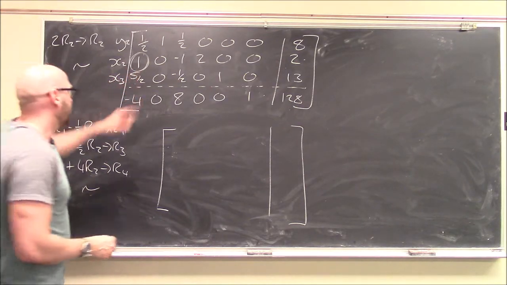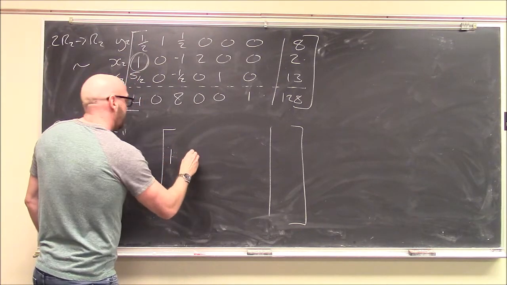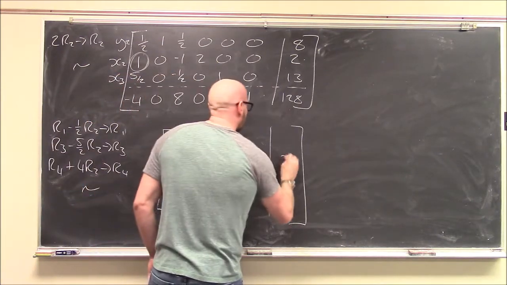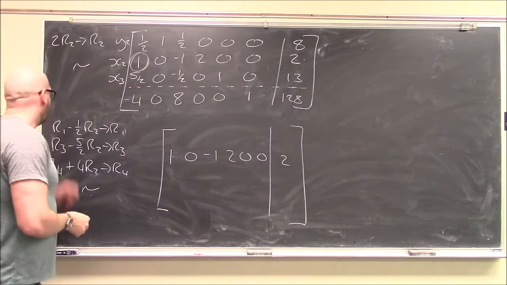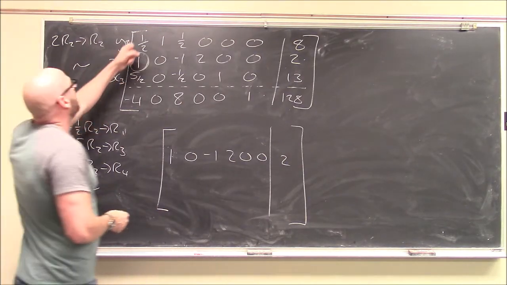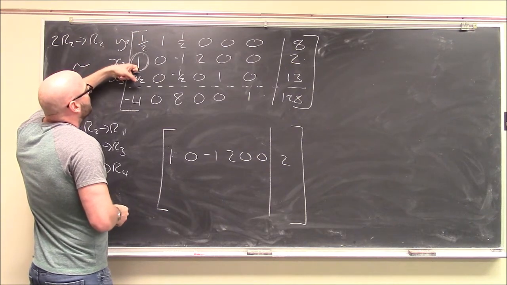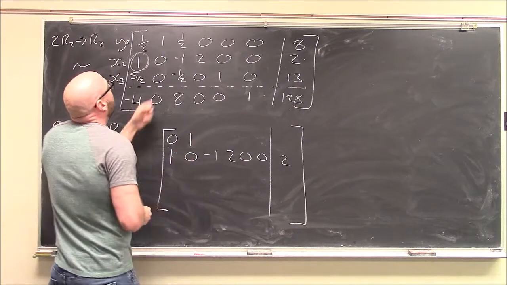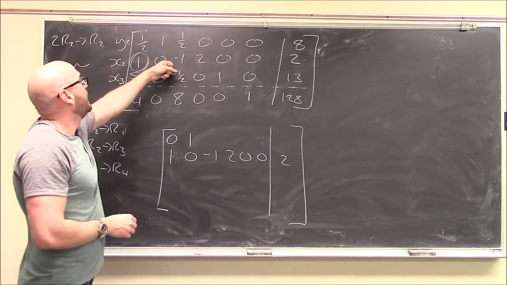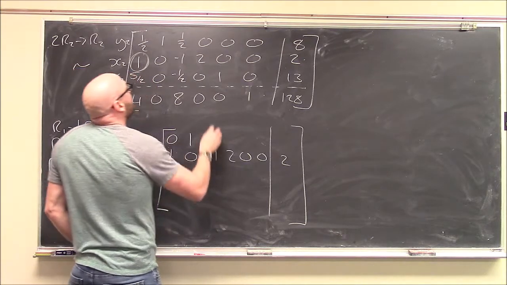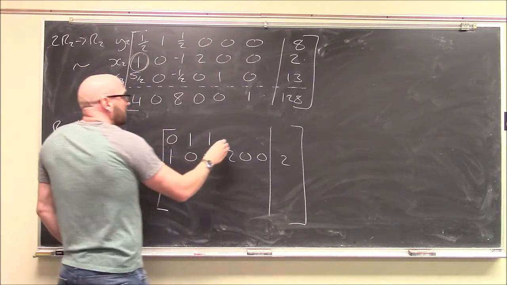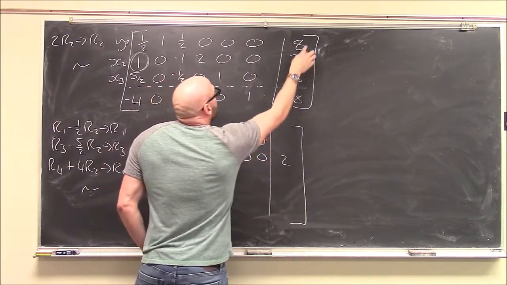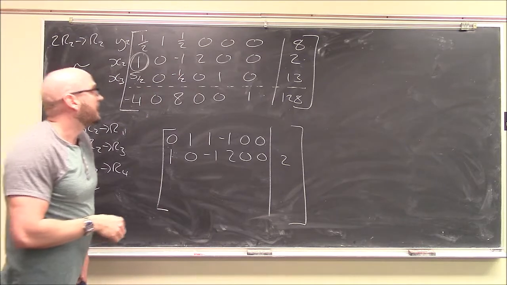Let's just copy down row 2 again. 1, 0, minus 1, 2, 0, 0, and 2. Okay, row 1 minus 1/2 of row 2. Row 1, 1/2, minus 1/2 times 1 is 0, just like I wanted. 1 minus 1/2 times 0 is 1. 1/2 minus 1/2, so 1/2 plus 1/2 is 1. 0 minus 1/2 times 2 is 0 minus 1 is minus 1. 0 minus 0 is 0. 0 minus 0 is 0. 8 minus 1/2 times 2, so 8 minus 1 is 7.